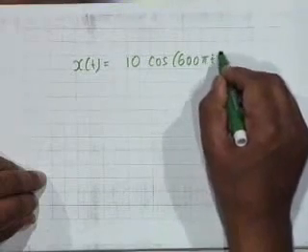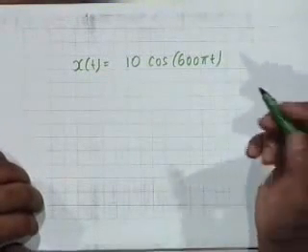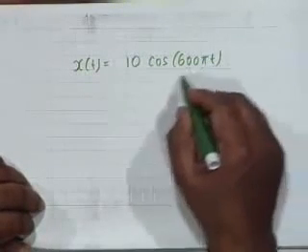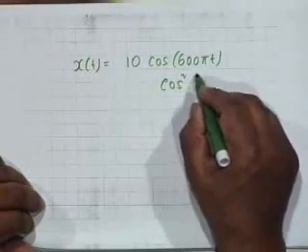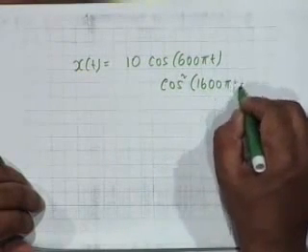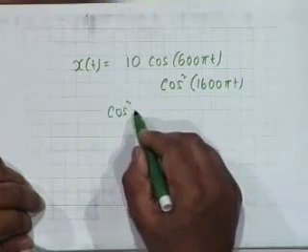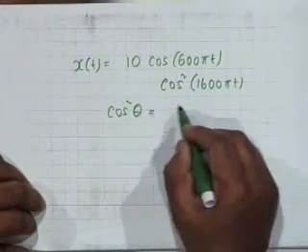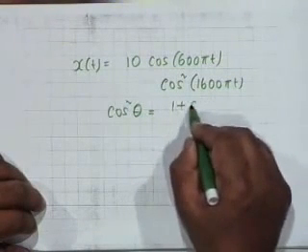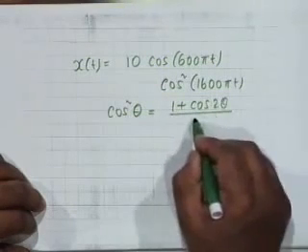All right. The solution of the problem proceeds like this. The first thing you do is, given x of t, you express it first as a sum of sines or cosines. What you do is 10 cosine of 600 pi t, then cosine squared 1600 pi t. So first you write cosine squared theta is equal to 1 plus cosine of 2 theta divided by 2.